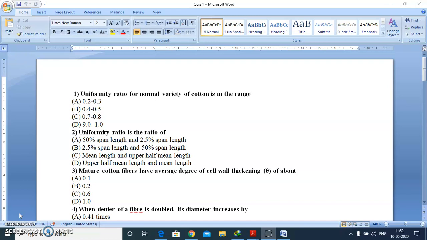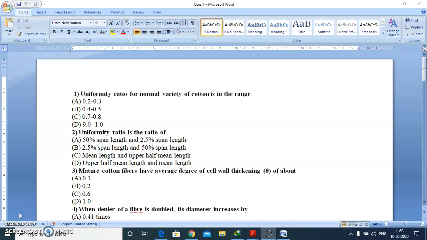So the first one is: uniformity ratio of normal variety of cotton is in the range. As we all know, uniformity ratio is the ratio of 50% span length and 2.5% span length, and its normal value is 40 to 50% or 0.4 to 0.5. So we'll go for option B here.